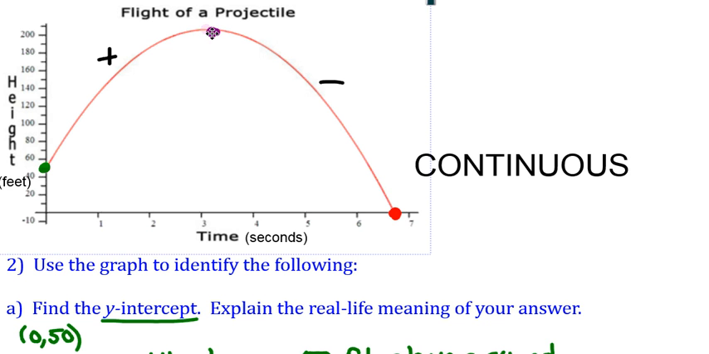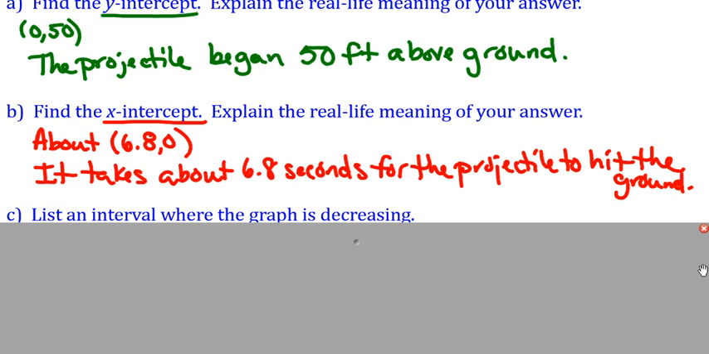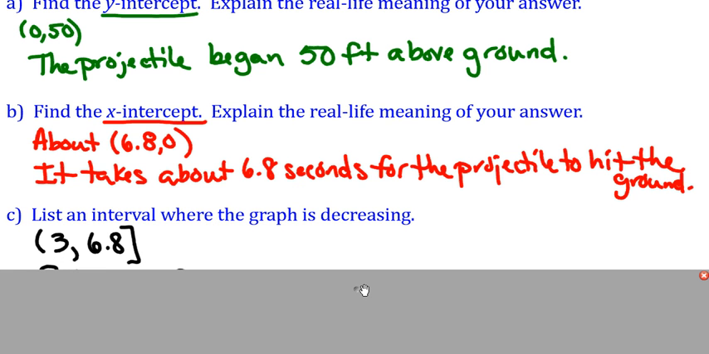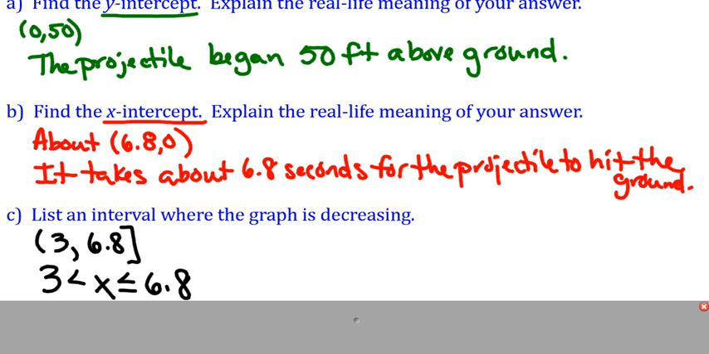Now at 3 seconds, what's happening? It's changing from increasing to decreasing. So because it's changing, we need a parenthesis to represent that. And since it hits the ground, it's ending, we can have a bracket to represent that. So for the decreasing interval, we would say parenthesis 3, comma 6.8. We also can write the interval as an inequality, as x is greater than 3, but less than or equal to 6.8.